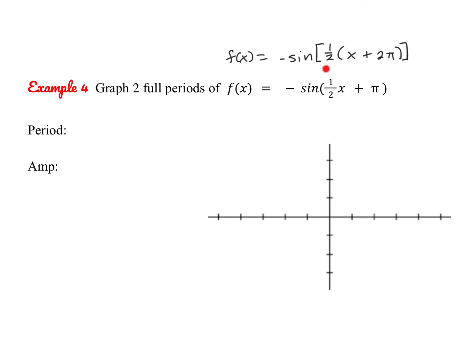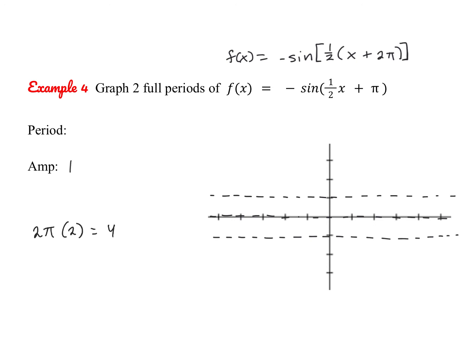So if I look at this, let's start with our midline. I can see that we haven't shifted up or down, so our midline is just going to be at the x-axis. I can see that our amplitude is just positive 1, so our maximum will be at 1, our minimum will be at negative 1. I do see that we have a horizontal stretch by a factor of 2. So you take your original period and multiply it by 2, so we get 4 pi. So in this case, I think a good way to scale our x-axis could be by counting by pi.